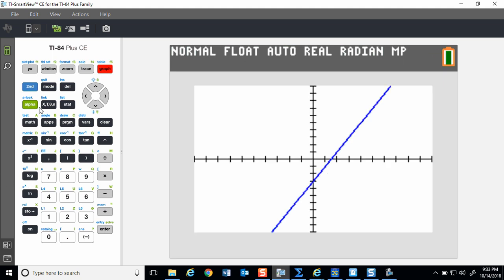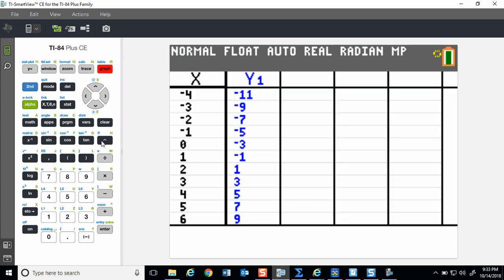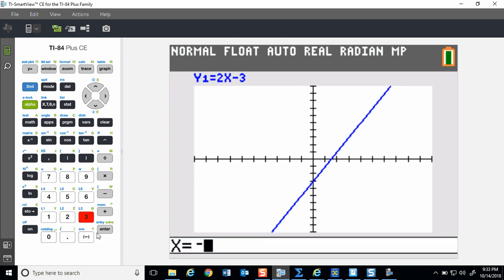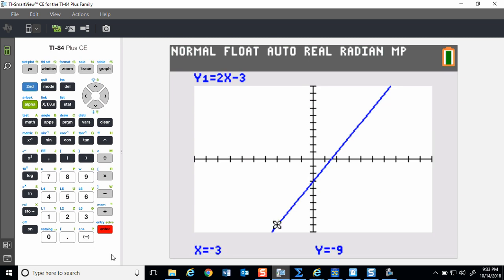Okay, if we wanted to see the table of values, we hit table, which is blue. So we'd hit the second key, and there we have the table of values, and we certainly could pluck them right off of there. Another easy way to do it is to hit the trace key. And if you enter -3, the output is -9. If you enter 0, the output's -3. And if I enter 3, my output is 3.